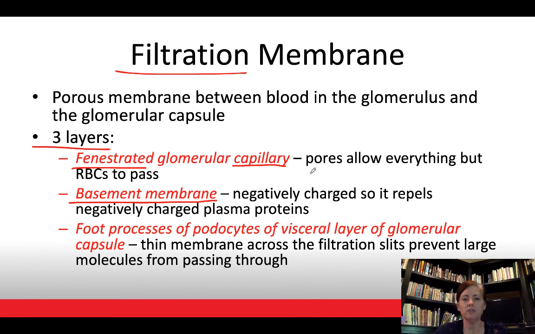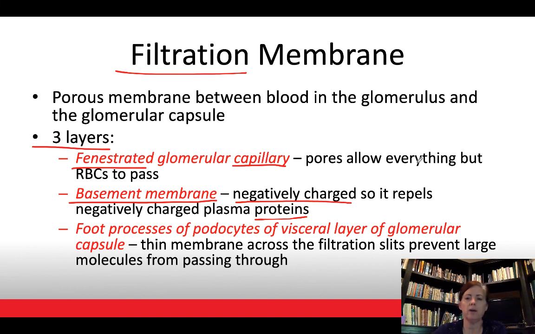What's kind of interesting is that the basement membrane, in this case, carries a negative charge because we find that proteins in the body are negatively charged. And we want proteins in our body to stay in our body. We don't want to lose them through our kidneys. So the basement membrane carries a negative charge. It, in essence, repels those negatively charged proteins so that we keep our proteins in our body. They don't leave our body through our kidneys in the best of circumstances.